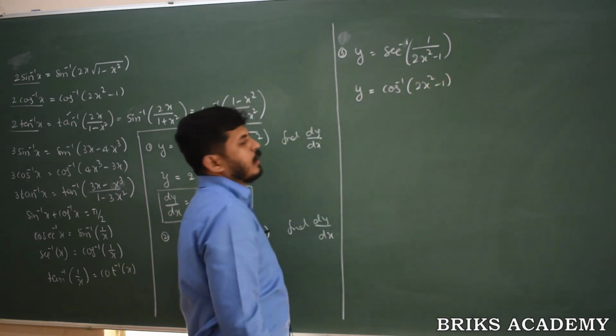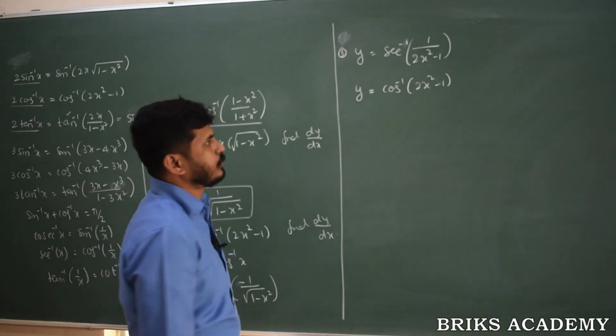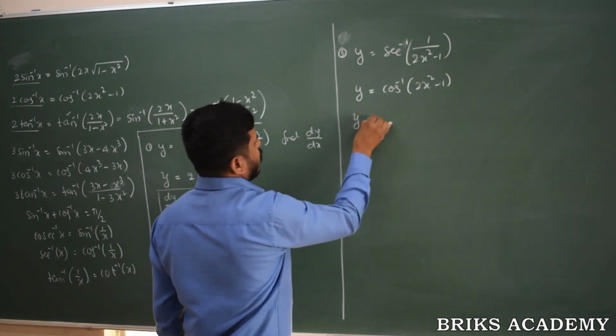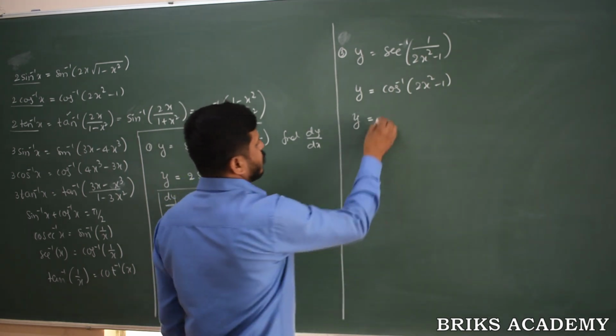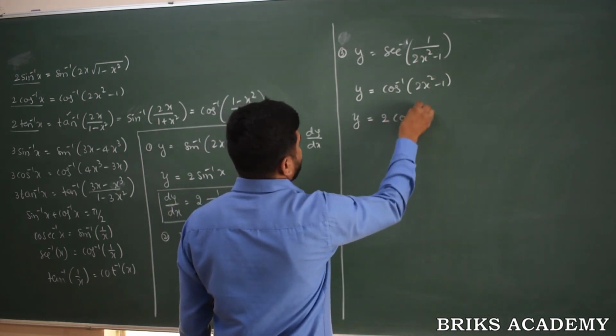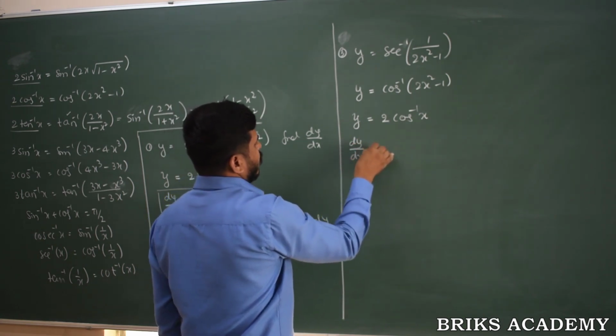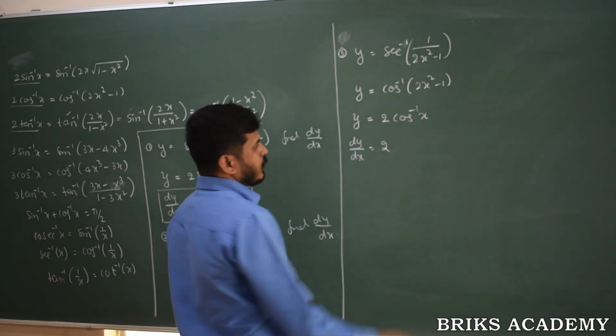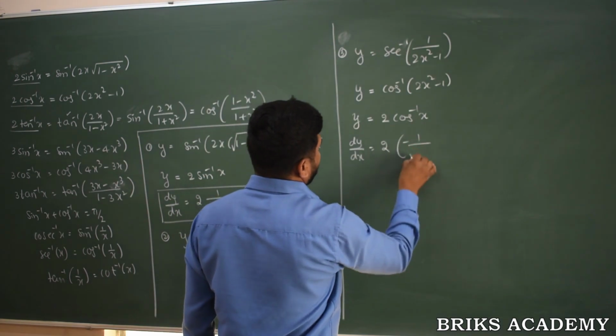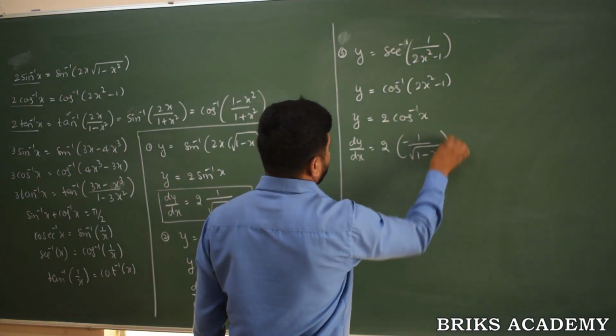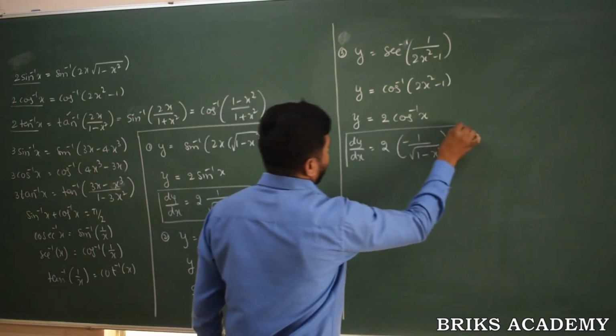This you will learn in inverse trigonometry in detail. Now y is equal to, what is cos inverse of 2x square minus 1? This is 2 cos inverse x. Now differentiate. dy by dx is equal to 2 into the differentiation of cos inverse x, which is minus 1 by root of 1 minus x square. This is dy by dx.